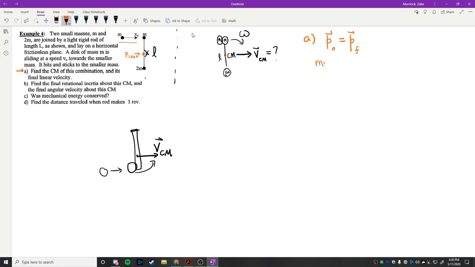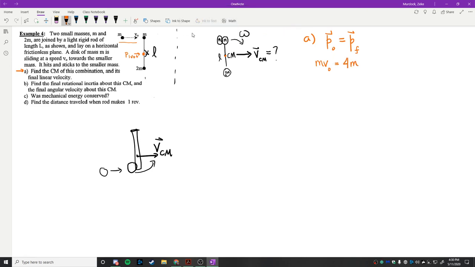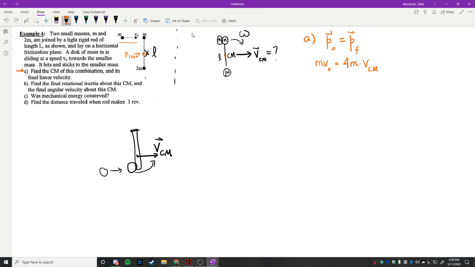So you get M times V0 equals the final momentum of the system, which is the total mass of the system, 4M. Sorry, I should write the 4 first. You take 4 times the mass, that's the total mass of our system, right? And now you multiply by the velocity of the center of mass, because it's the thing that's moving. Which, if you look at this, tells you immediately that the velocity of the center of mass is equal to V0 over 4. Pretty easy, right?